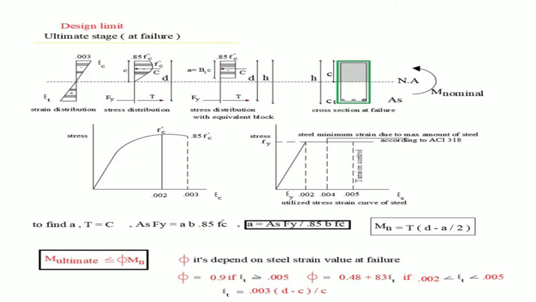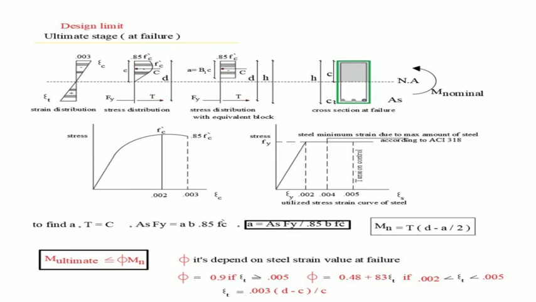According to ACI 318, if the strain of steel reaches 0.005 with concrete strain reaching 0.003, it's considered a tension control section. Also, ACI considers the minimum strain of steel equal to 0.004, corresponding to strain 0.003 of concrete. So the maximum steel amount gives you the minimum strain, which is equal to 0.004.